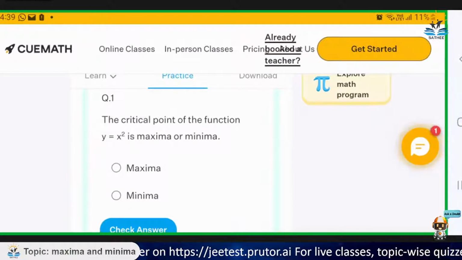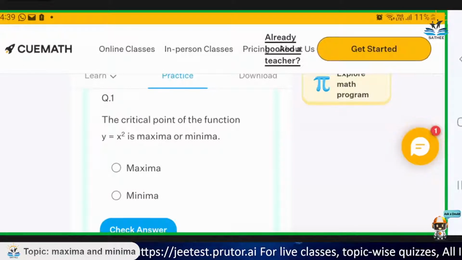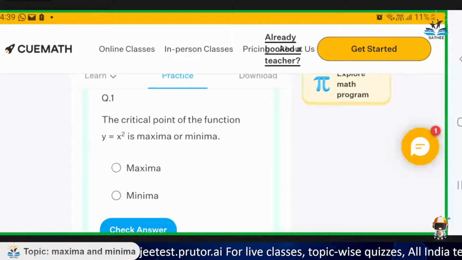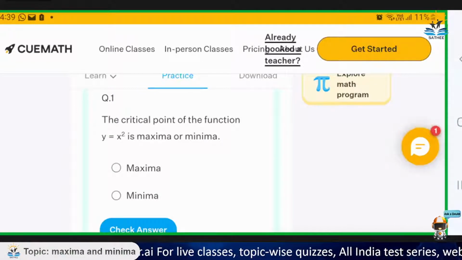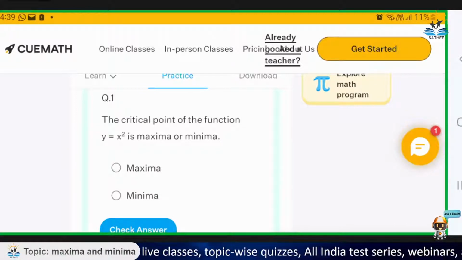This could also be done by the second order derivative test, and this could also be done by graphs. So if you know how to draw the graph of y is equal to x square, you can easily and directly say that this is a point of minima.